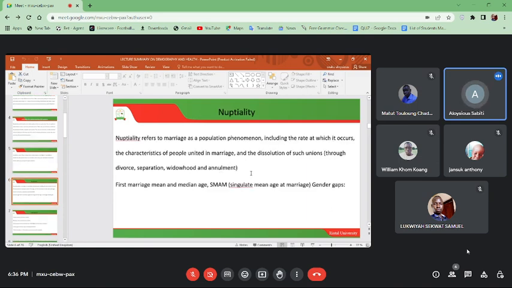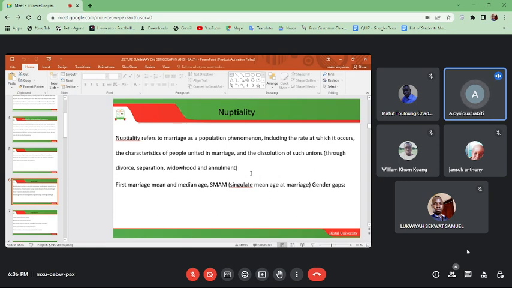So, in that aspect, we want to understand all this study of marriage as a population issue, which is what we call nuptiality. Just to be guided, all that pattern we've been trying to study is what we call nuptiality. It refers to marriage as a population phenomenon, so it is the study of marriage as a population issue.